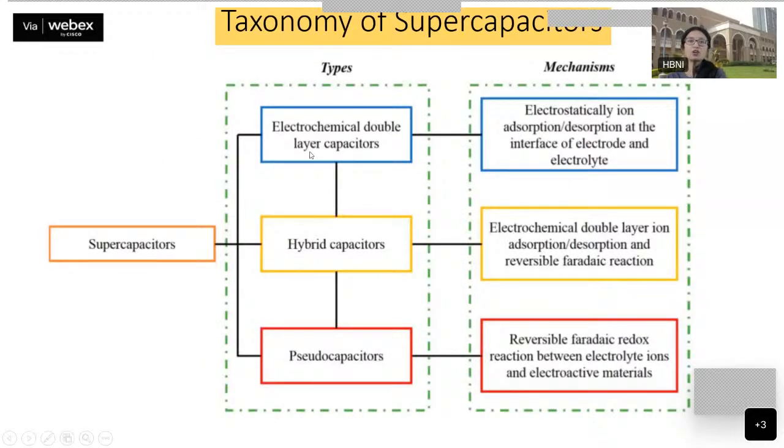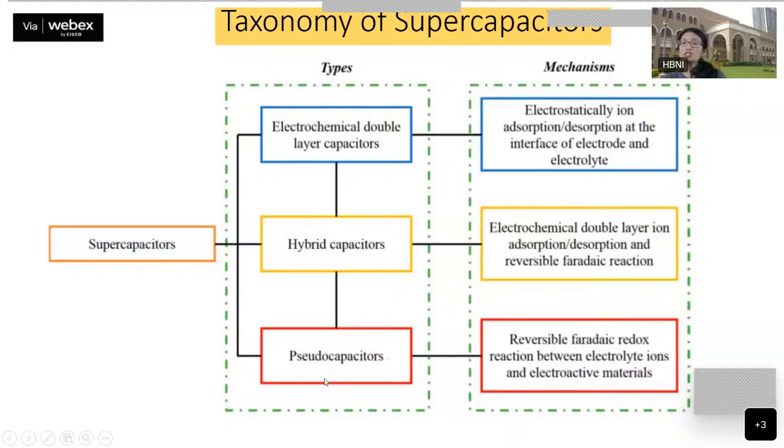So there are different kinds of supercapacitors. There are electrochemical double layer capacitors. Here the mechanism is electrostatic ion adsorption and desorption at the interface of electrode and electrolyte. That's electrostatic ion adsorption and desorption in the case of electrochemical double layer capacitors.